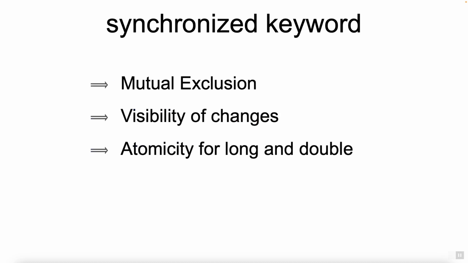So in summary, the synchronized keyword has several purposes. Not only is it used for mutual exclusion, but also for making the changes visible to other threads. In fact, it takes care of mutual exclusion, atomicity for long and double, remember, those are not automatic, and visibility to other threads, all of them at the same time.